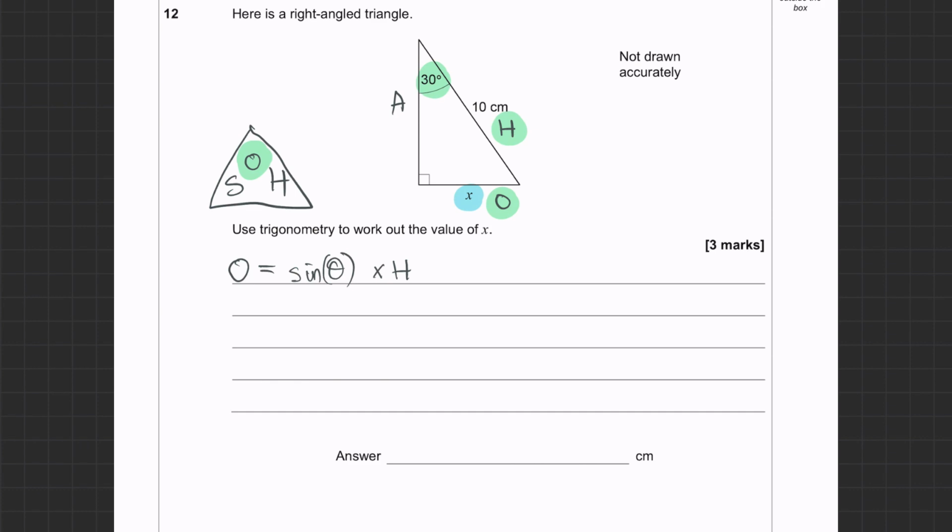Substituting the information, the opposite is x. So x equals sine of the angle, which is 30, multiplied by the hypotenuse, which is 10. I'm going to rearrange that so it looks a bit nicer. So 10 multiplied by sine 30. Now we don't have our calculators for this, which makes life a little bit trickier. So use your method to remember the exact values, because we'll need to find the exact value of sine 30.